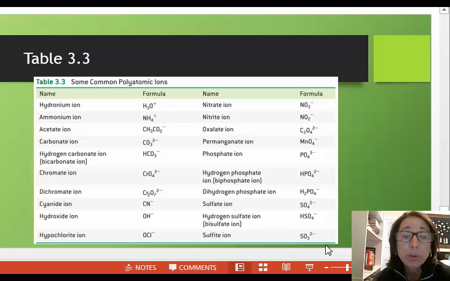Adding a hydrogen to an anion makes the overall charge less negative by 1. For example, carbonate, capital C, capital O, subscript 3, charge -2. And if we add a hydrogen to that to form bicarbonate or hydrogen carbonate, capital H, capital C, capital O, subscript 3, the charge is -1.